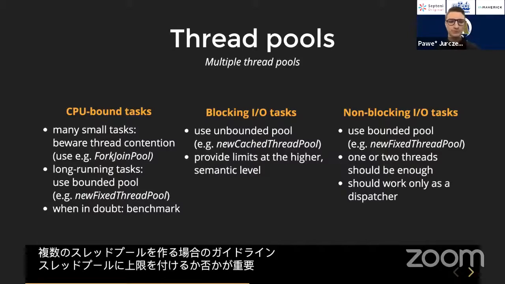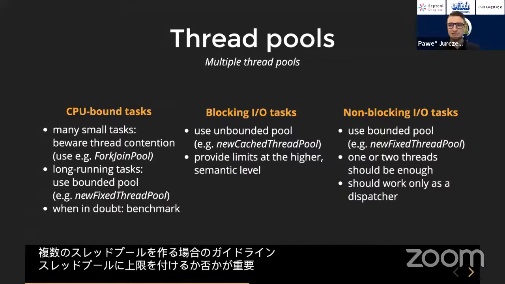Okay. On the other hand, if your computations are long running, then you should be careful with using fork join pool, because in such cases, when you have a long running CPU bound operation, it's possible that the fork join pool will think that you are performing a blocking IO operation, which is obviously not true. But in reaction to that, fork join pool will add more threads to that thread pool.